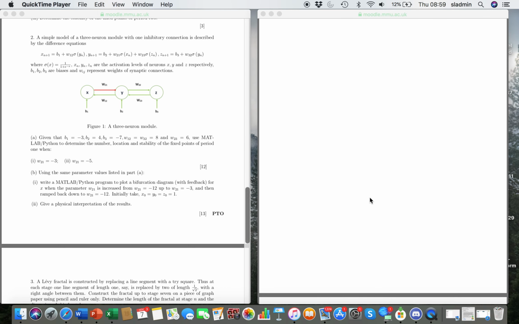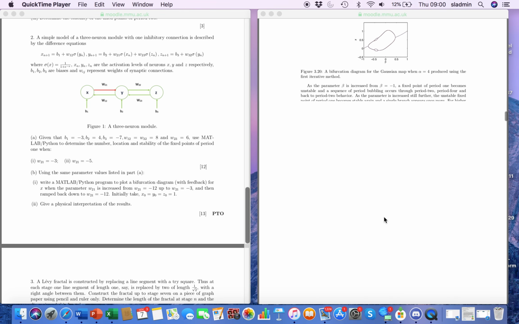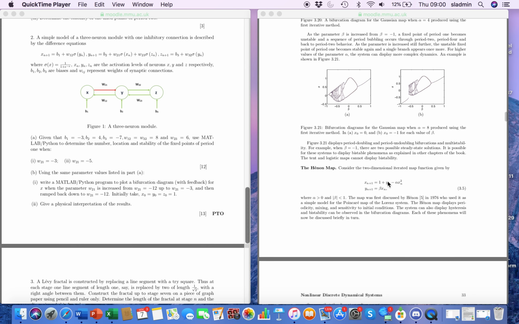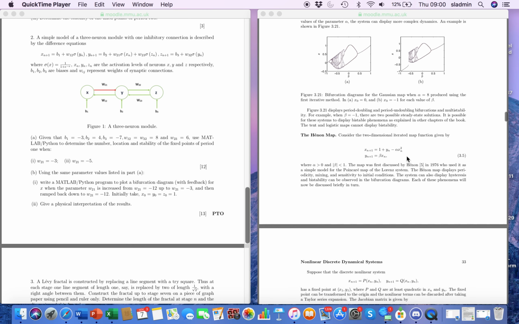And in the notes, if you look at the Gaussian map, you'll see that the Gaussian map is a 2-dimensional system, but we can easily extend this to a 3-dimensional system. So the first part of the question is you're asked to find the fixed points. So we just solve xn plus 1 equals xn equals x, yn plus 1 equals yn equals y, zn plus 1 equals zn equals z. So you get 3 simultaneous equations, and then you need to solve those simultaneous equations in a similar way to how we solved them with the Henon map.